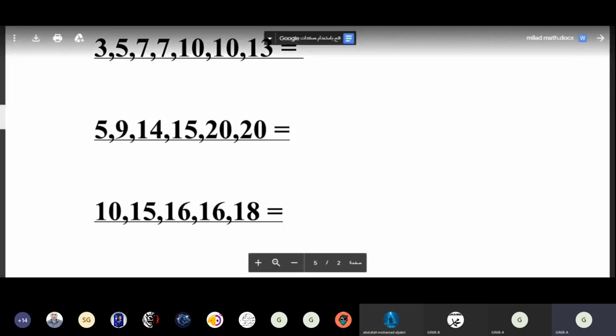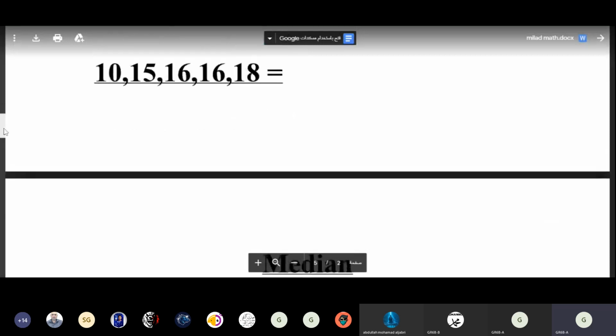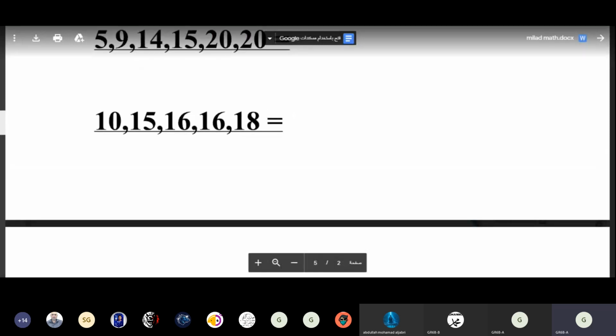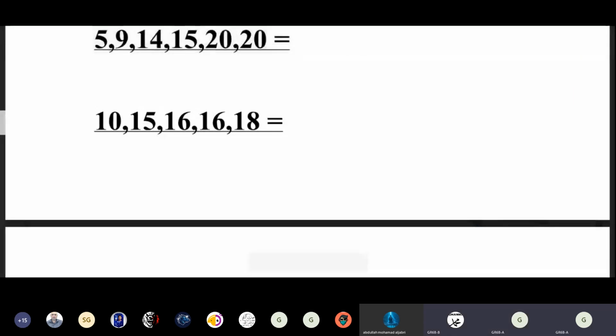We move to another question. 10 plus 15 plus 16 plus 16 plus 18, divided by 5. Give me the answer, please. The answer is 15.